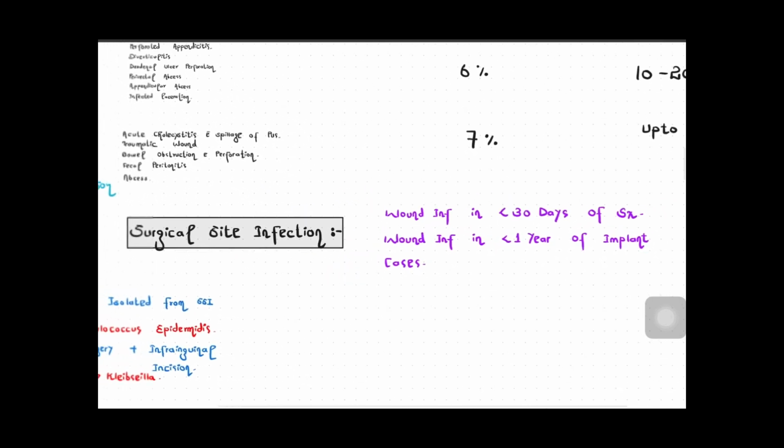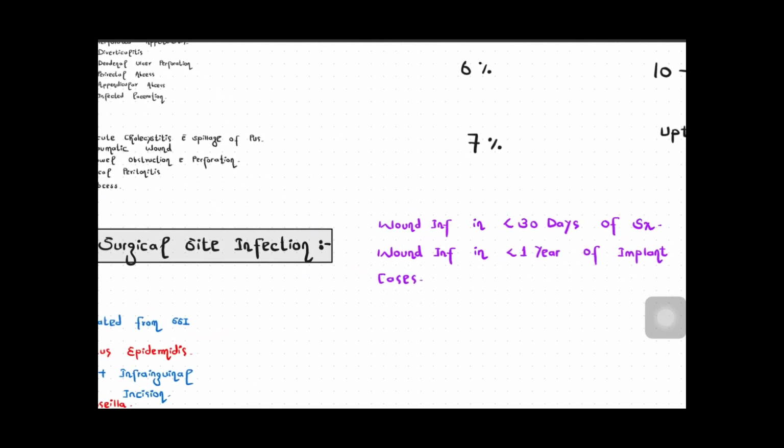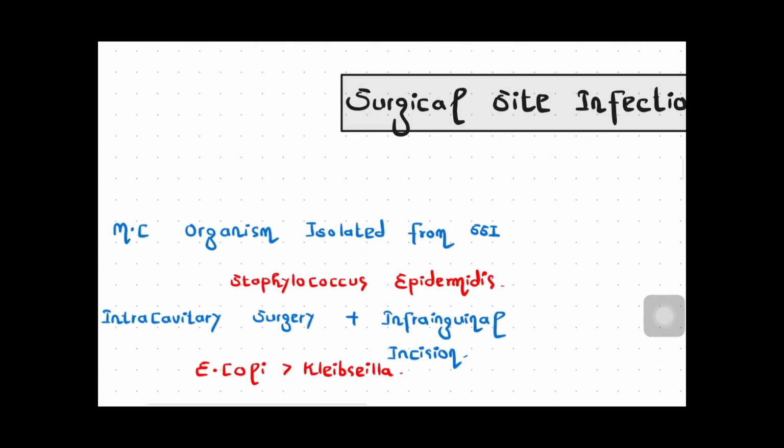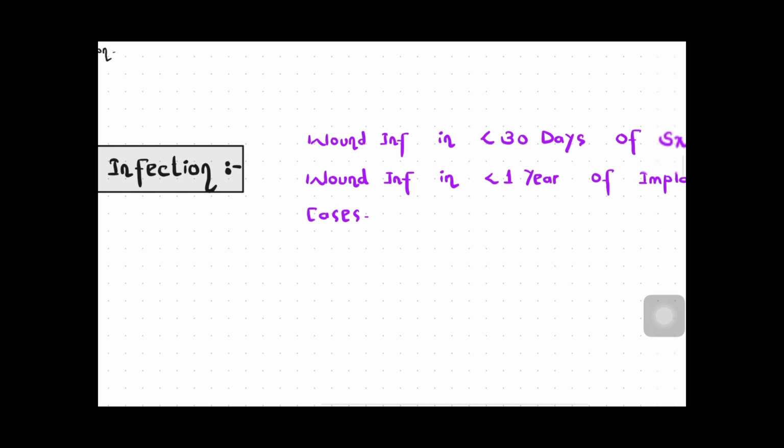Now let's talk about the surgical site infection. Surgical site infection is that infection which occurs within 30 days of the surgery. But in implant cases, the infection which occurs at the surgical site within 1 year of the implant is known as surgical site infection. The most common organism isolated from surgical site infection is the Staphylococcus epidermidis. But in intracavitary surgeries or infrainguinal surgeries, the most common organism which causes the surgical site infection is the E. coli, and it is followed by the Klebsiella.